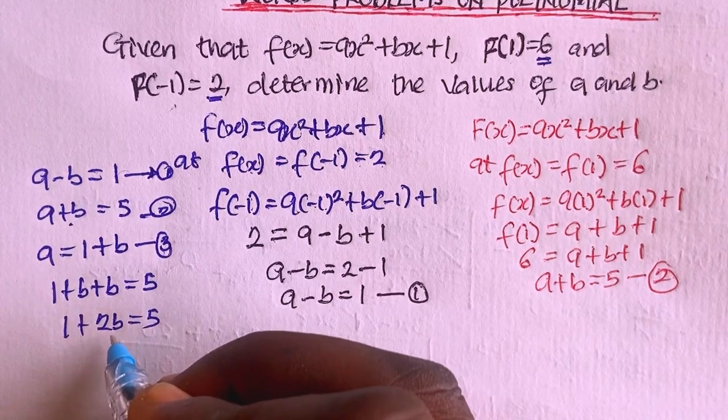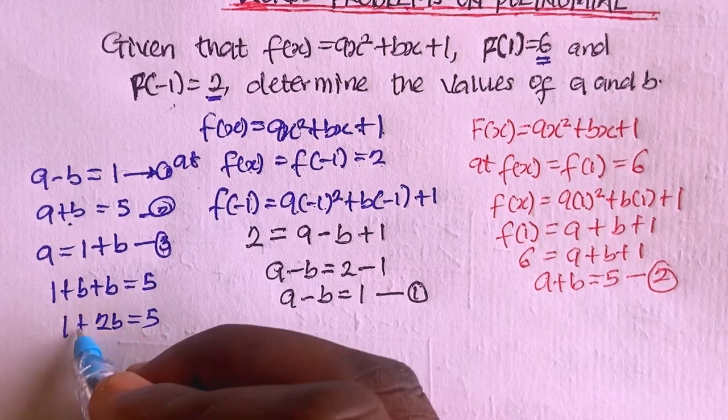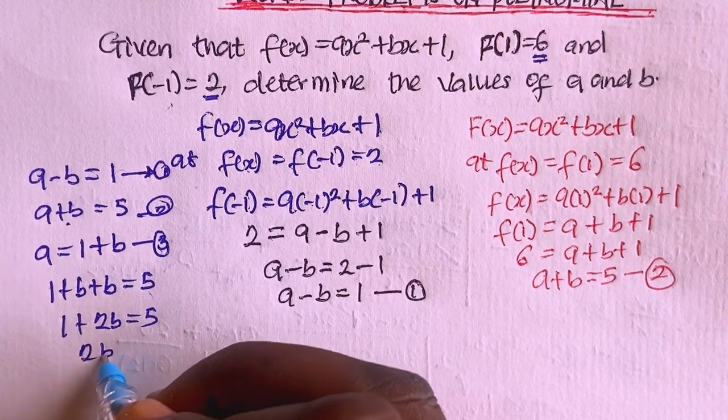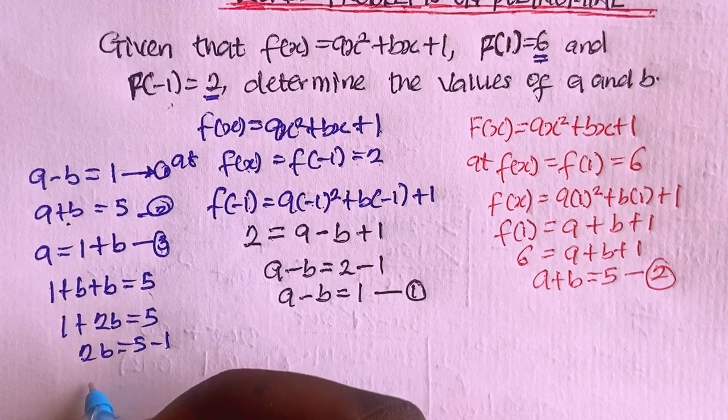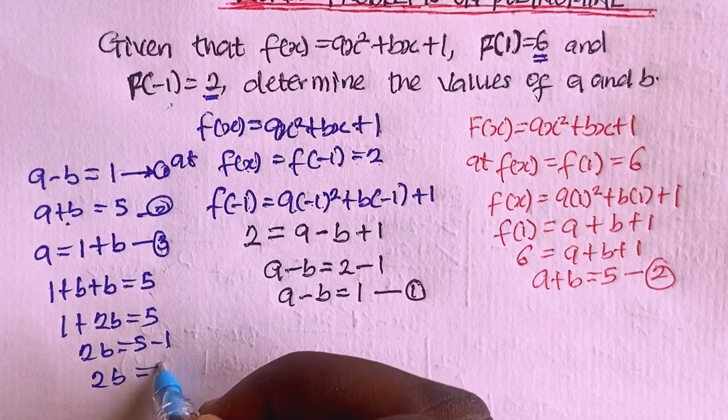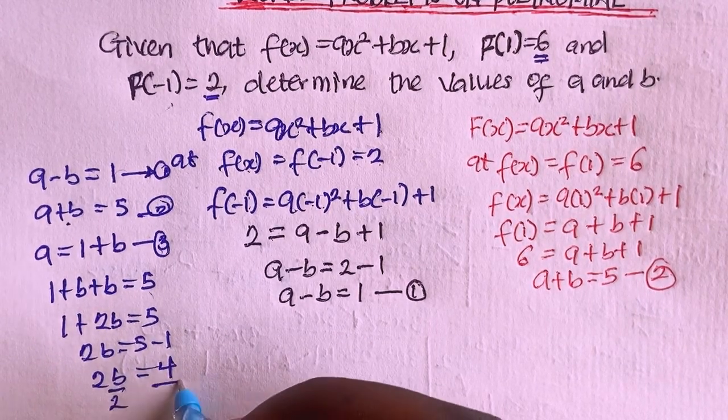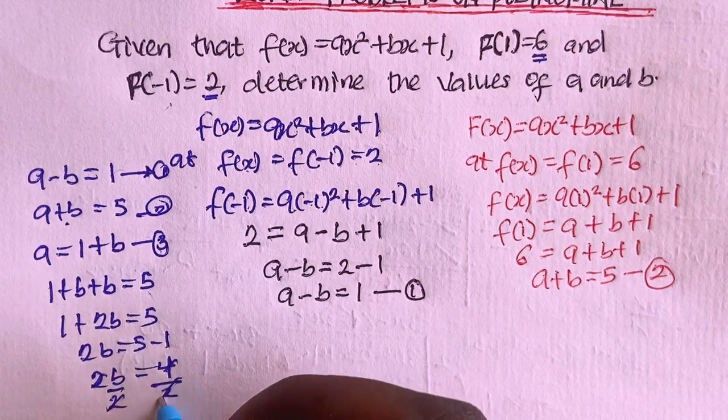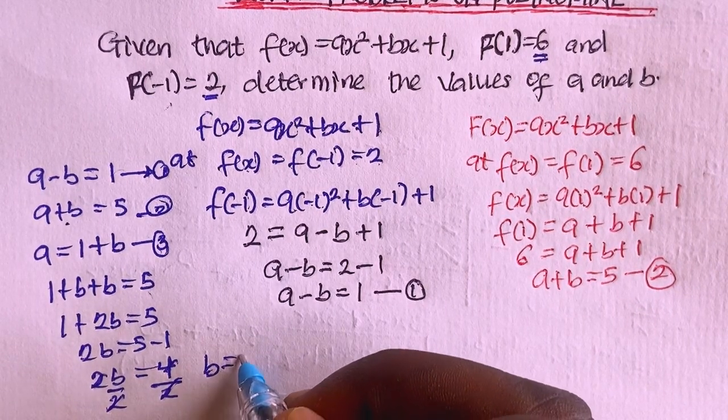Then let's bring this 1 to the other side. I'm going to have 2b equals 5 minus 1. So in this case, 2b equals 4. Then we simply divide both sides by 2. Here, our b is equal to 2.